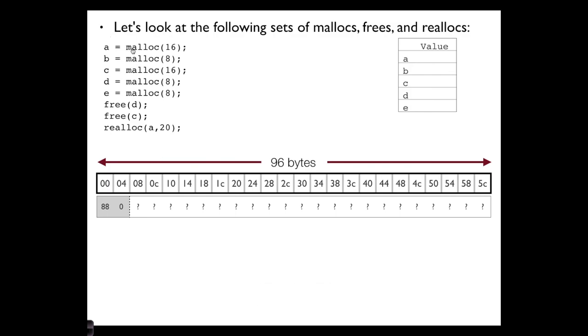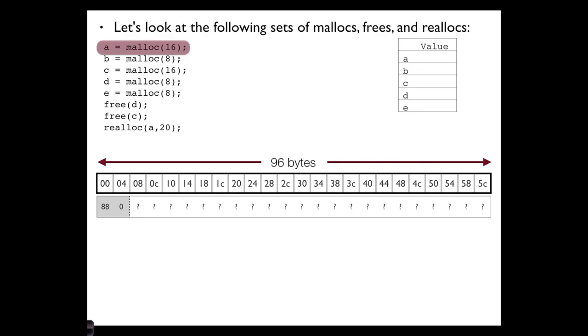Here's how a whole bunch of malloc calls work. We're going to do malloc 16, malloc 8, malloc 16, malloc 8, malloc 8. Then we're going to free D, which is the value of the D pointer. Then we're going to free C, and we're going to realloc A. And you'll see how this actually works. Let's walk through this.